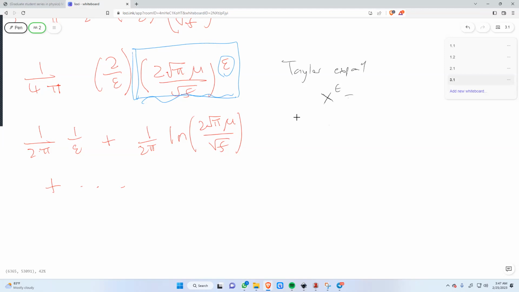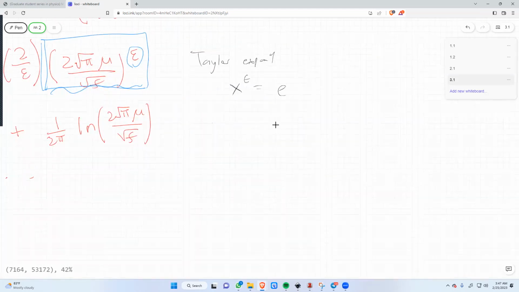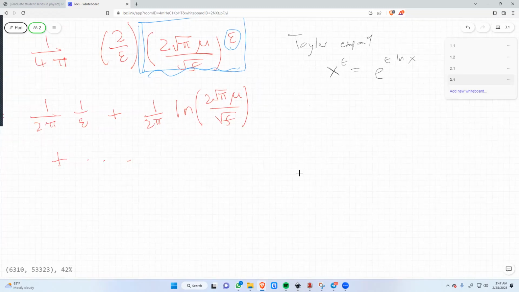So this can be written as the exponential of epsilon ln x. Okay, that makes a lot of sense. Yeah. Okay. Sorry for that.